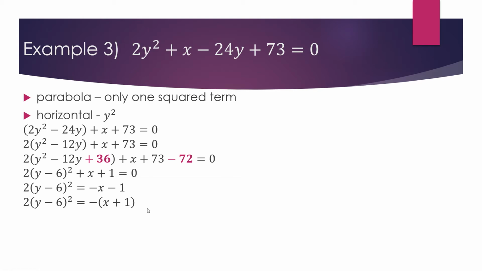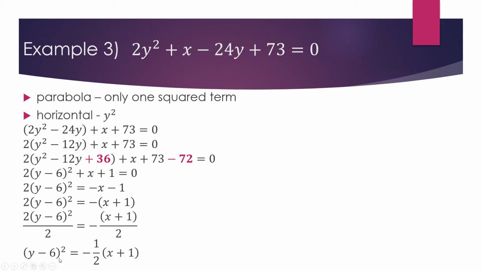And our last step to get this into standard form is to get this square term all the way by itself. So if we divide everything by 2, now dividing by 2 is the same as multiplying by 1/2. So we end up with the quantity y minus 6 squared is equal to negative 1/2 times the quantity x plus 1.